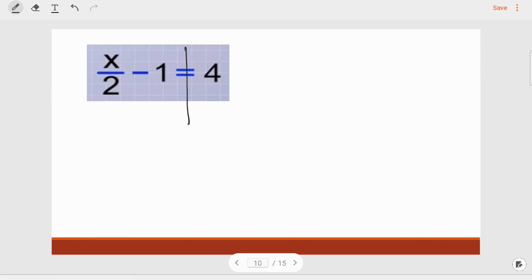Hey, let's try this one together. So on this problem, let's identify the operations. Well, the variable comes first, so I don't need to worry about rewriting it. My operations are division and subtraction. Which one should I do first?